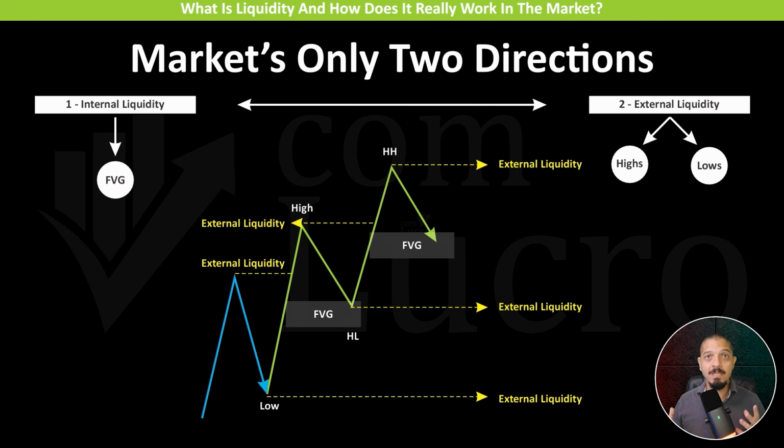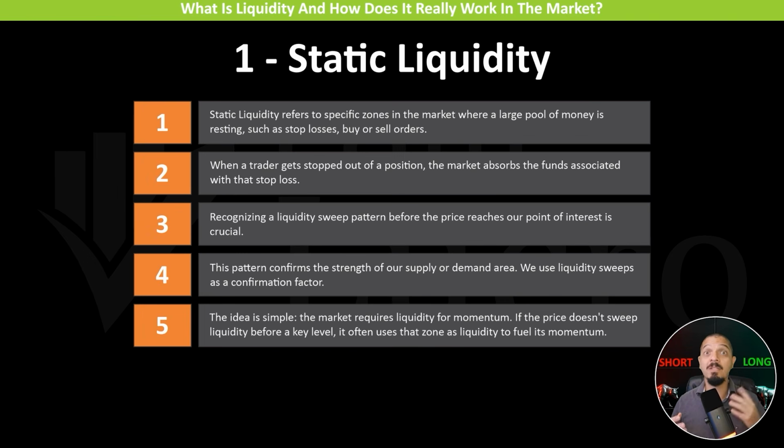The price then transitions back to the external phase. Essentially, price moves from the fair value gap to external liquidity by sweeping liquidity above this high. With the external liquidity swept, price then aims to rebalance by targeting internal liquidity again, filling the most recent fair value gaps. Shifting our focus, let's examine the details of static liquidity.